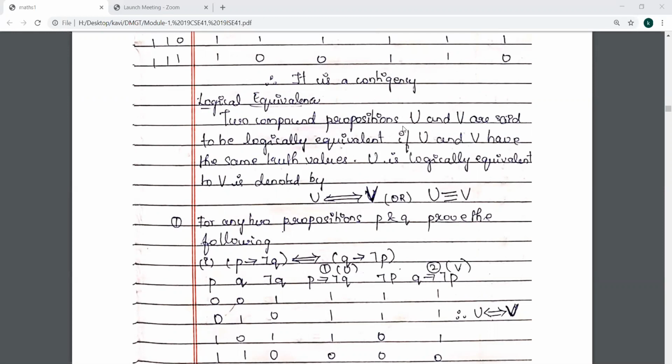So how to prove two compound propositions U and V are logically equivalent? Two compound propositions will be given, U and V. To check whether these two are logically equivalent, first construct the truth table. If U and V have the same truth values for all possible assignments of the given propositions, then they are called logically equivalent. We will see problems.